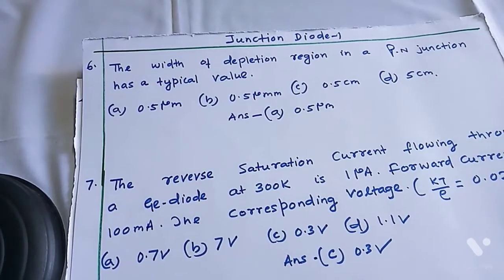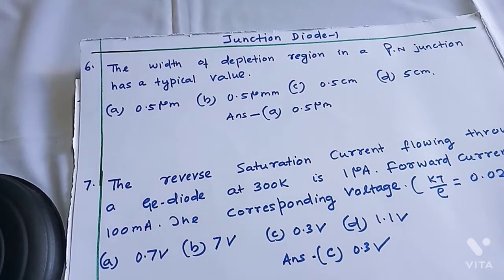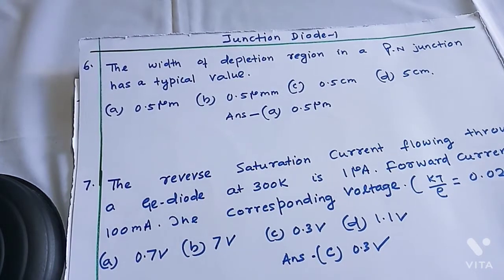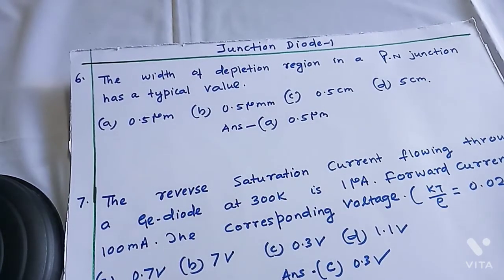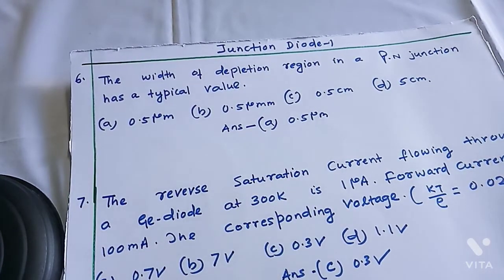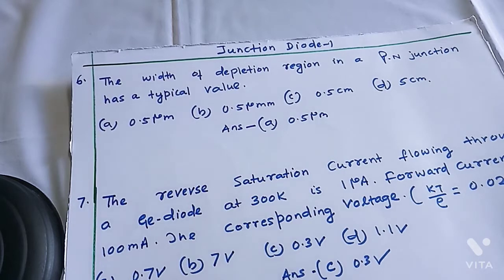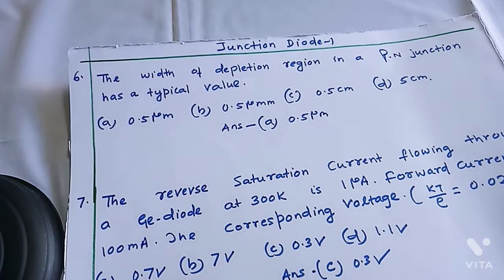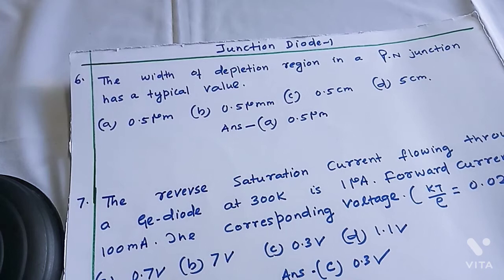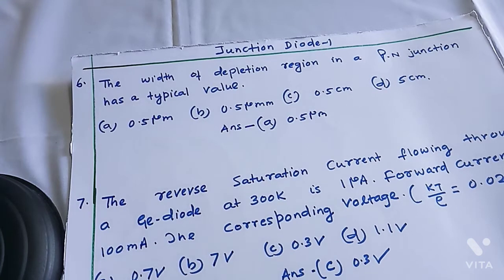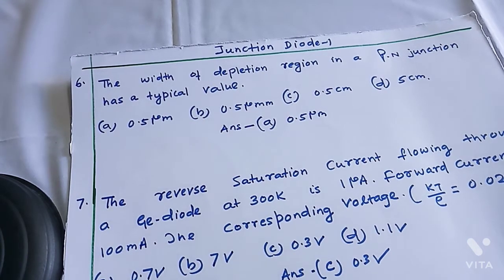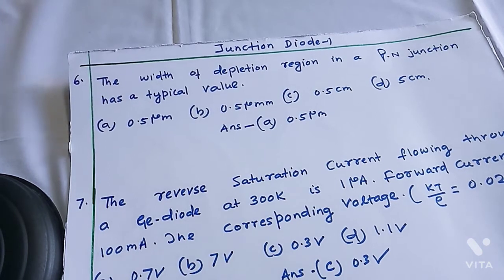the width of depletion region in a PN junction has a typical value: 0.5 micrometer, 0.5 millimeter, 0.5 centimeter, 5 centimeter. Answer is 0.5 micrometer. The width depends upon different factors, but usually this has a value 0.5 micrometer.